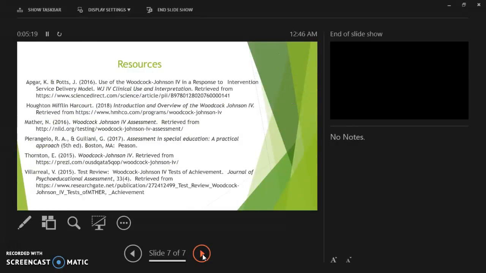I have given a list of resources here that I used when looking at the Woodcock-Johnson. The Woodcock-Johnson has everything we need in a comprehensive assessment for our school. It's not the only assessment that we use, but this is a good assessment. We need to be ready to administer this test effectively. We need to make sure we are scoring it accurately as examiners, and we need to present the results knowledgeably.